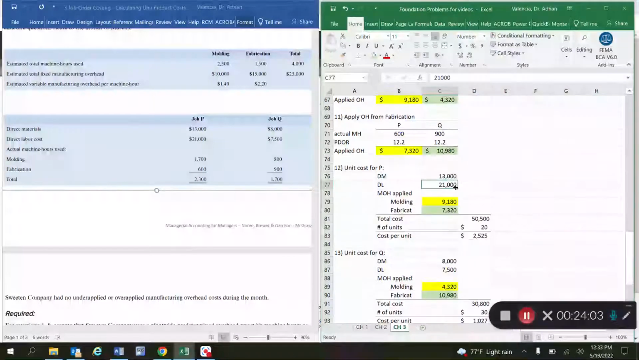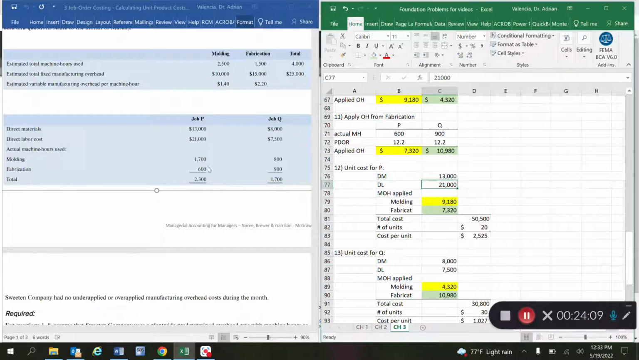Whereas here we're partitioning out and we're appreciating the fact that job P consumes at different rates for molding and for fabrication. So it's heavy on the molding area, but it's lighter on the fabrication area versus Q. When we do that, the actual mathematical computations will allow for that. If you notice, let me show you right here.